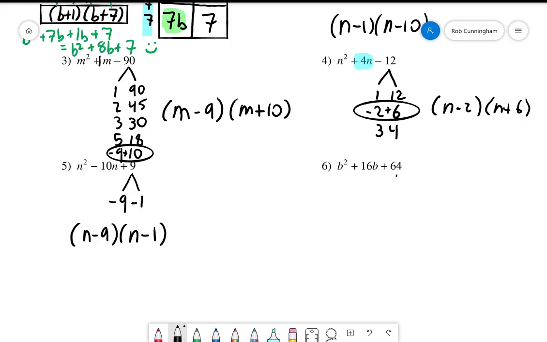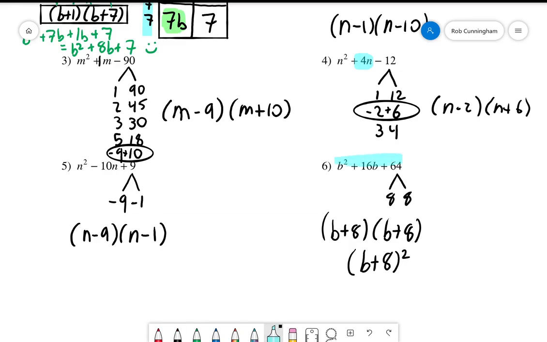Last one. B squared plus 16b plus 64. We need two numbers that multiply to make 64 and add to make 16. I believe the two numbers are 8 and 8. So our final answer is b plus 8 times b plus 8, better known as b plus 8 squared.